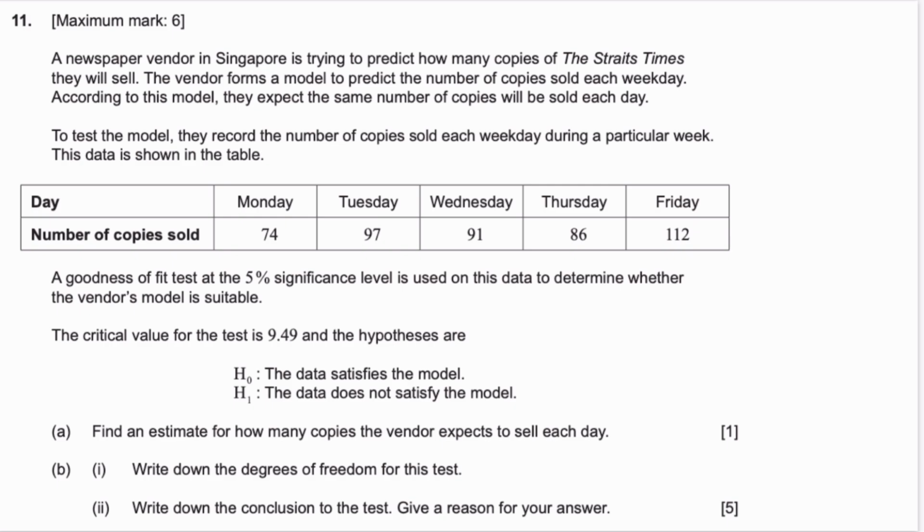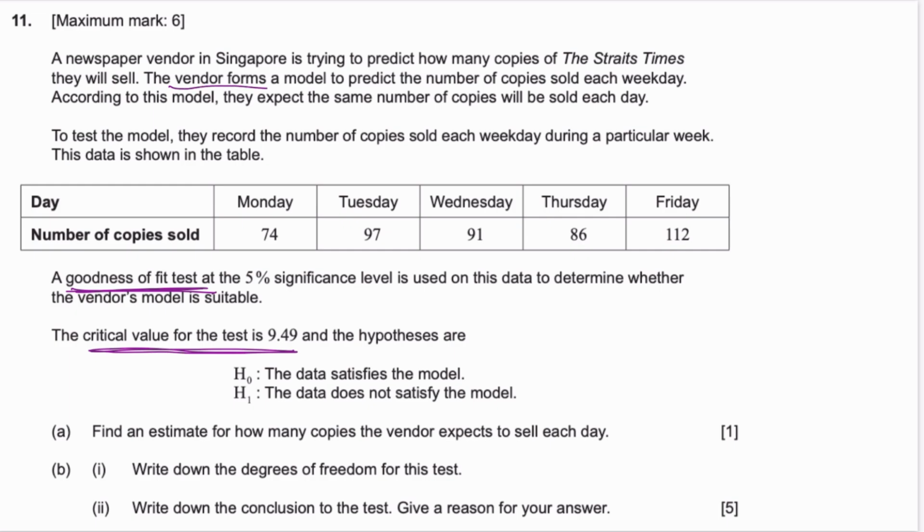A goodness of fit test, so here's another statistics type question, at the 5% significance level is used to determine whether the vendor's model is suitable. The critical value is 9.49. On the exam, if they want you to use the critical value, they will give it to you. So they've already gone ahead and given us the hypotheses. It says find an estimate for how many copies the vendor expects to sell each day.